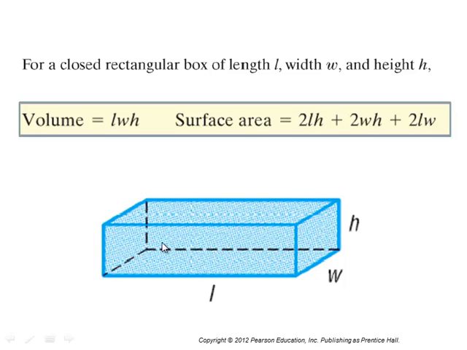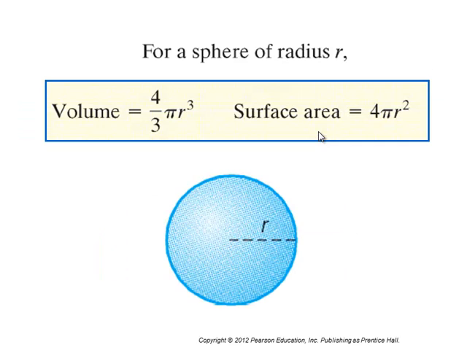So, like this front piece right here, that has area length times height. And this side piece here is height times width, and so forth. So here's your 6 sides of the box, areas thereof, together making up the surface area of the box. Closed box is what we're assuming.